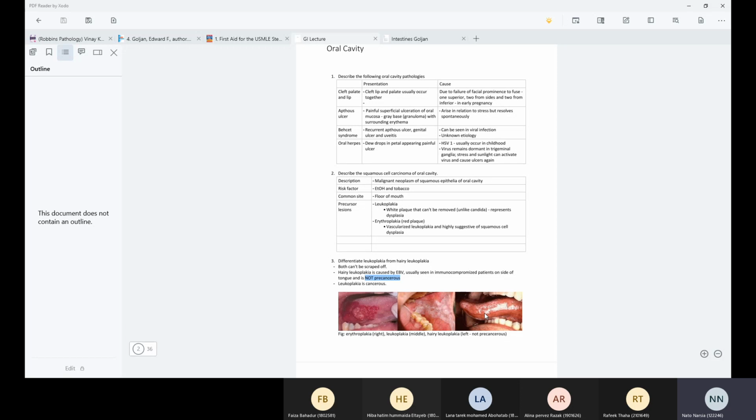But here the leukoplakia location is, again, on the lateral side. It is not a precancerous condition, and it scrapes away easily.